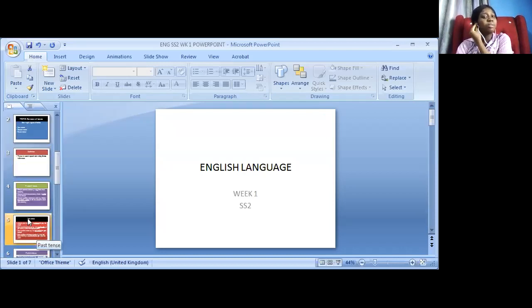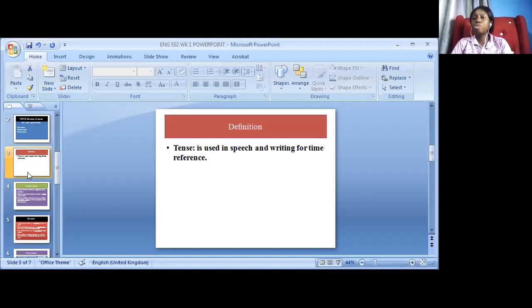The very first thing we are going to do now is to define tense. What is a tense? A tense is used in speech and writing for time reference. In speech means when we are talking. We use tense to illustrate time reference when we are talking and also when we are writing.